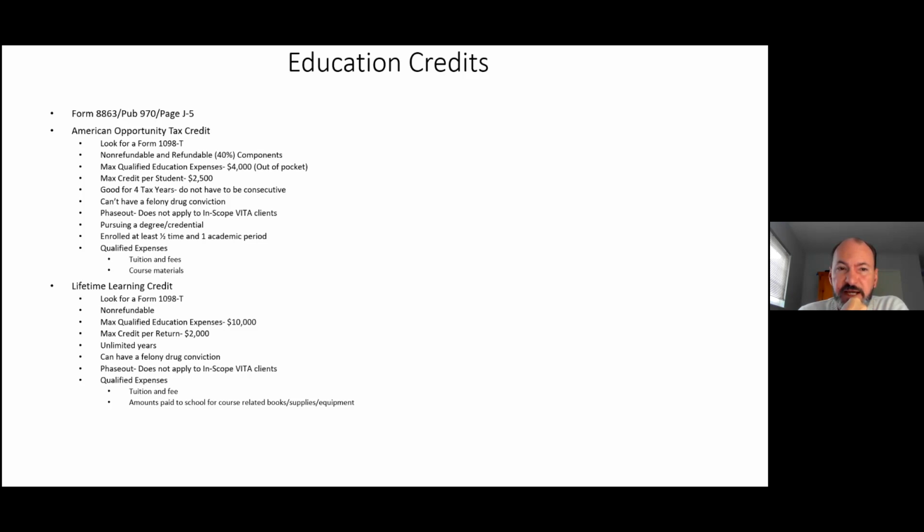And it's good for 4 tax years. And so what that means is it's going to be 4 tax years, and they don't have to be consecutive, because sometimes people will go to school. I think I did this. I went to school for like 3 years, and I thought, oh, I don't need college. And I dropped out. And then I realized, yeah, I need college. So I came back. And so that would be non-consecutive. So again, just 4 tax years.